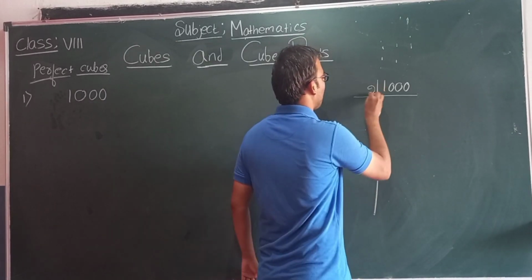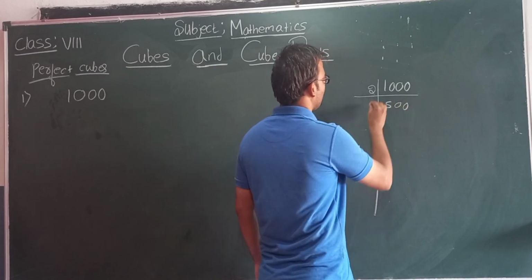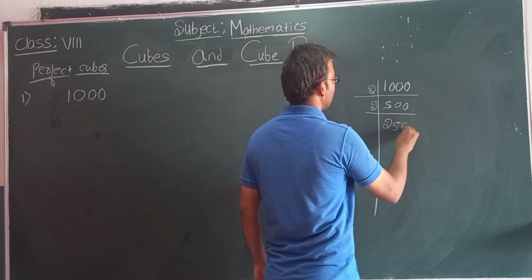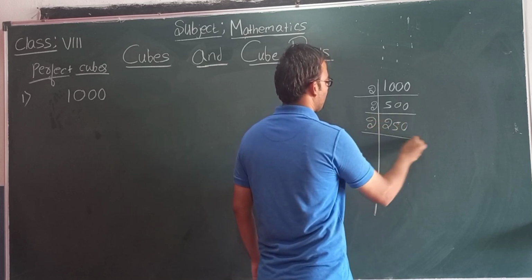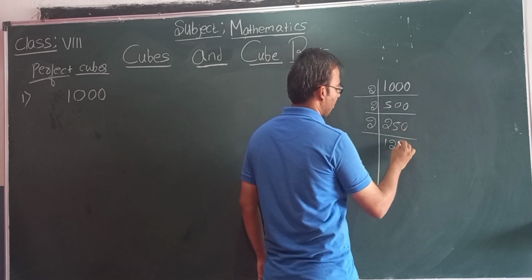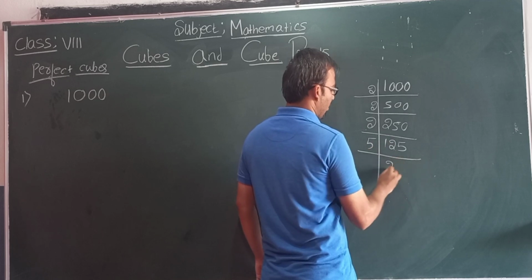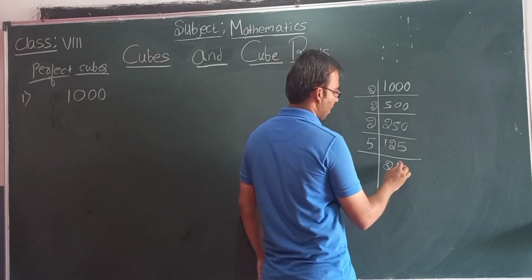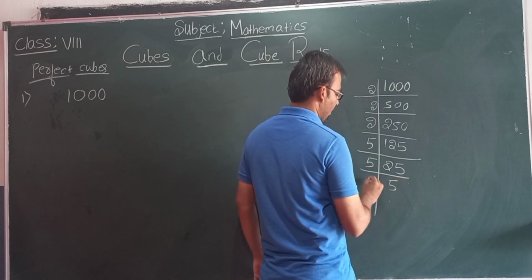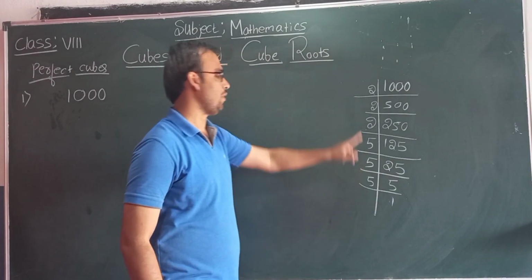So here, 2 fives are 10, so 0. Next, 2 twos are 4, 1 remains, it becomes 10. 2 fives are 10, 0. Next, 2 ones are 2, 2 twos are 4, 1 carry, it becomes 10. 2 fives are 10. Next, 5 twos are 10, 2 remains, it becomes 25. 5 fives are 25. 5 ones are 5. So these are the prime factors of 1000.